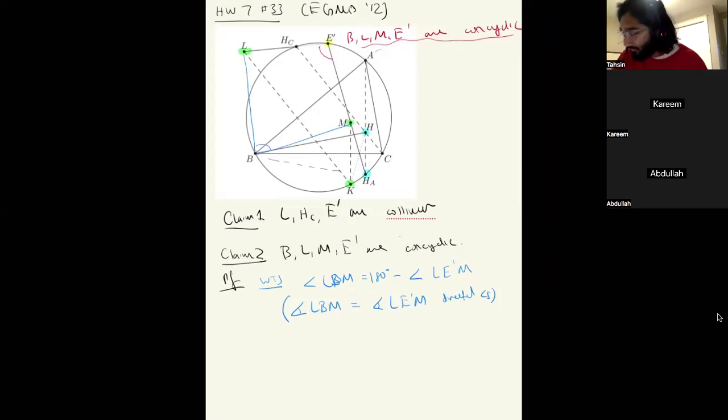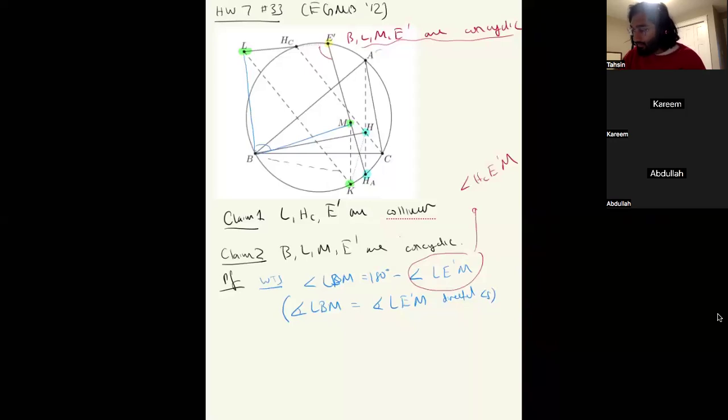So why do I think these two angles are good to compare? One is that if we look at LE'M, we get to use this collinearity result, because instead you can do HCE'M, right? So maybe I'll just make that comment, which is that this angle is also HCE'M because of the collinearity that we showed.